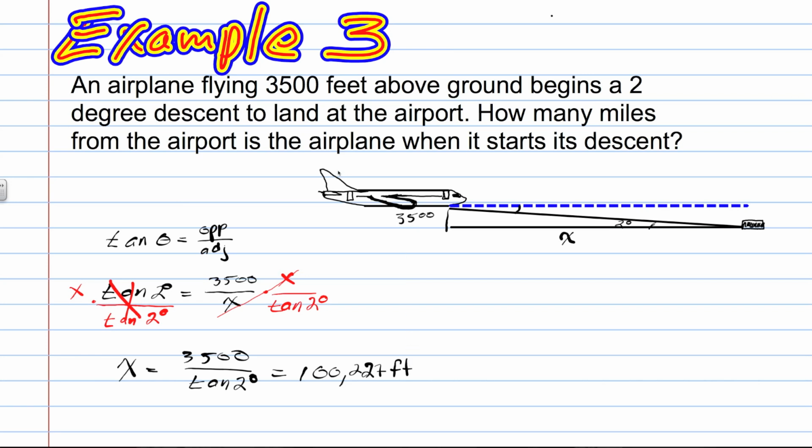Now that doesn't work with our answer because our question asks for how many miles. So what we need to do is convert 100,227 feet into miles. And we do that with a simple conversion factor, that 1 mile contains 5,280 feet. I crossed out the miles when I shouldn't have. These miles should still be here. I cancel the feet. Ultimately, what this ends up being is 100,227 divided by 5,280 feet. When we do that division, it comes out to be approximately 19 miles.